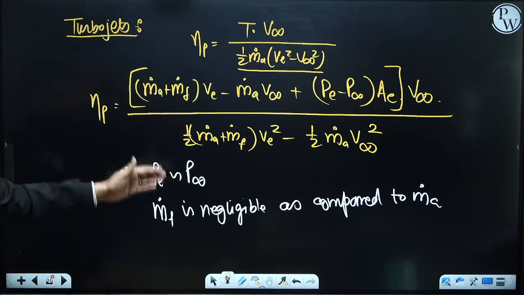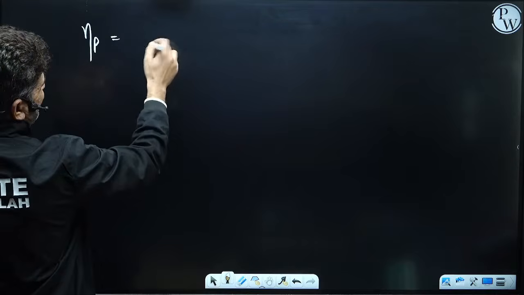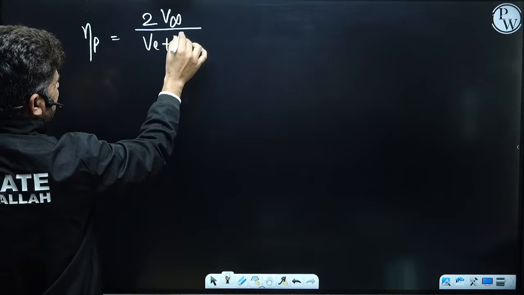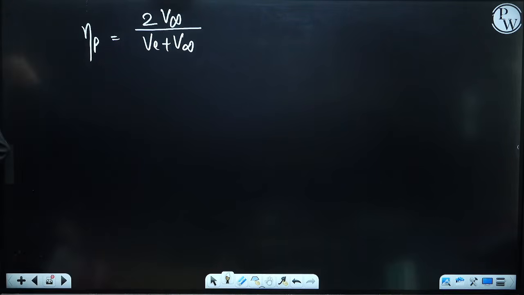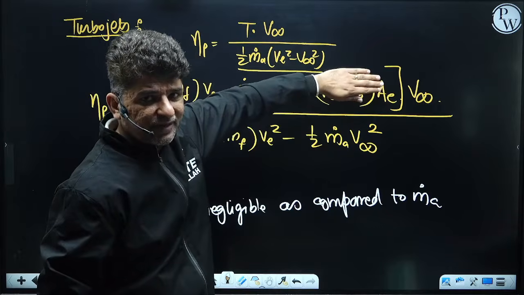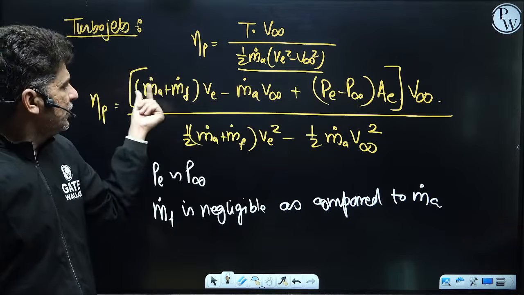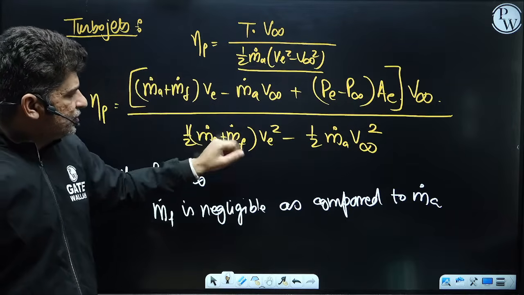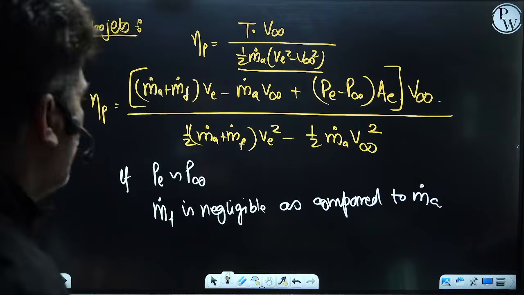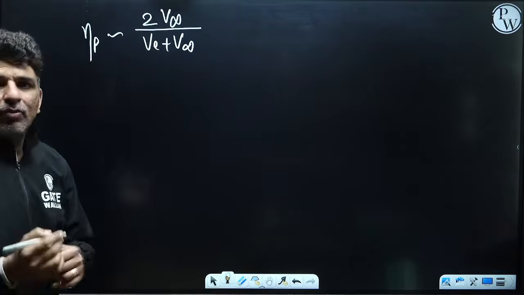If you do these two things, then the propulsive efficiency would again come out to be 2V infinity divided by V exit plus V infinity. The same terms will come out because this term will go away. Once this term is gone, the mass flow rate of fuel into V exit minus V infinity, so the mass flow rate of fuel will also go away. So more or less this propulsive efficiency is almost equal to this.